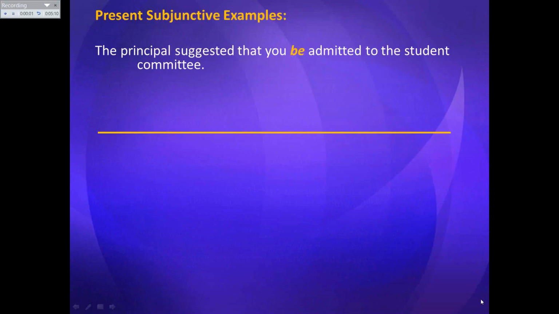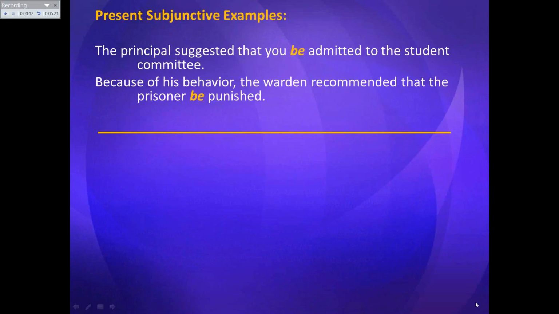Here's an example. The principal suggested that you be admitted to the student committee. You see how that word "be" is sitting in there? All right, because of his behavior, the warden recommended that the prisoner be punished. The secretary asked that she be given a raise. I'm pausing because we don't generally hear this kind of language too much, but I'm promising you, you're going to see it.